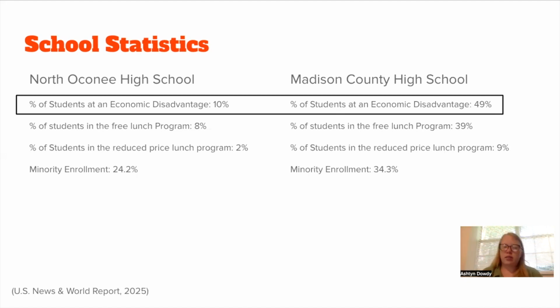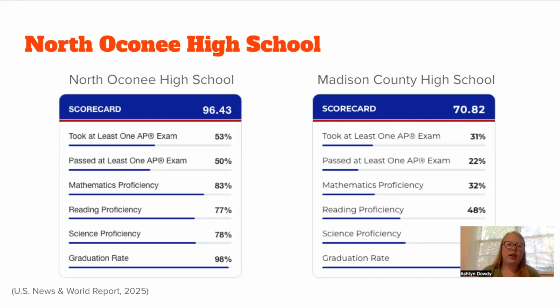So again, this is the challenges and things like that. These are the numbers, but what does that actually cause? What does that mean in terms of student success rates? So we got a couple numbers we can look at here. Again, keeping in mind North Oconee has a much lower rate of low-income families. You look at just at the top here, comparing how many students took AP exams. North Oconee, you're looking at 53%. Then it goes down to 31% at Madison County High School.